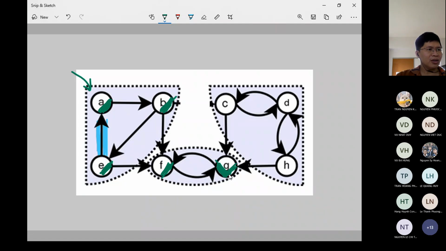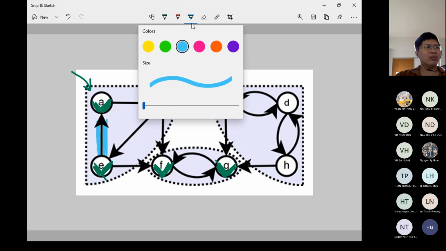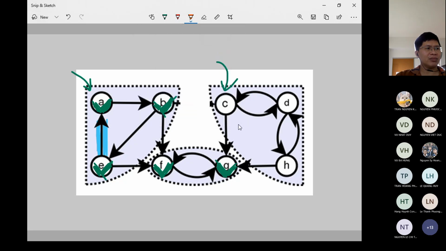Make it black. And this one, make it black. Make it black. After we finish with this side, we go here. So we start from any of them. This is the DFS algorithm, no? So from C, we visit the black node. This is not a back edge, but there is something else. We'll see it later on.